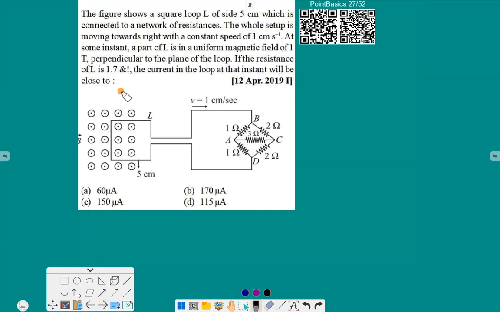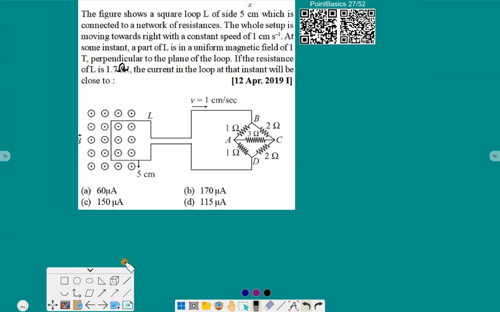Here we have a figure that shows a square loop of side 5 centimeter which is connected to a network of resistances. The whole setup is moving towards the right at constant speed. At some instant, if part of the loop is in a uniform magnetic field of 1 Tesla perpendicular to the plane of the loop, and the resistance of the loop is 1.7, I think this should be ohm, the current in the loop at that instant will be close to. So we have to find out the current in the loop.